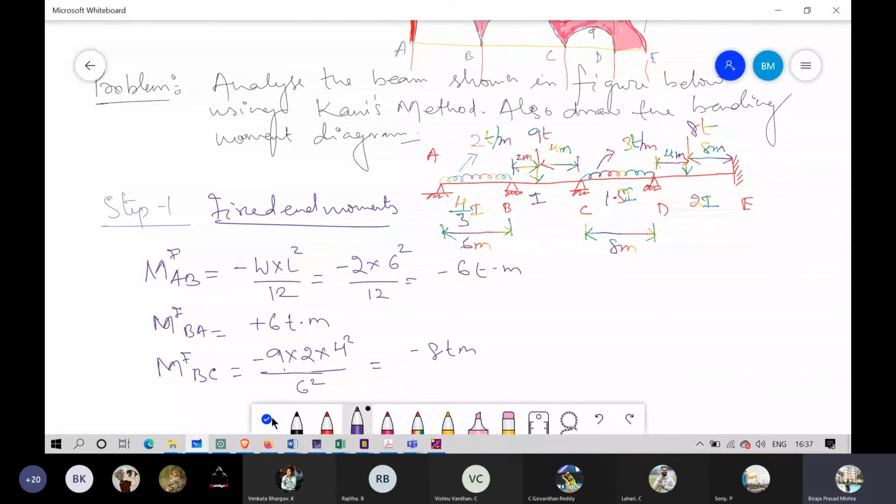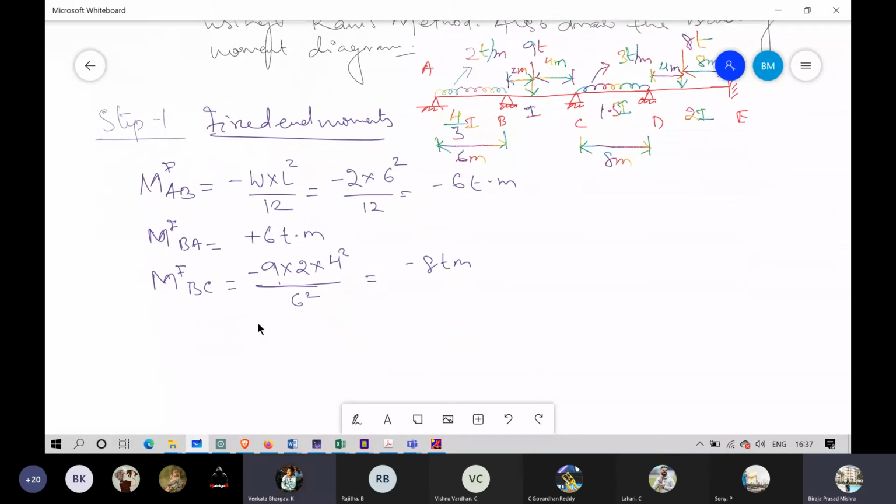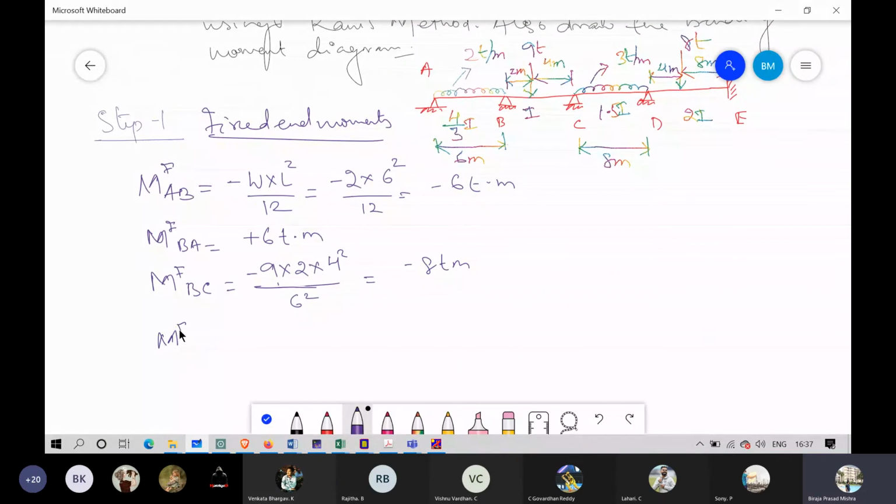So similarly, MFCB equals plus 9 into 2 square into 4 divided by 6 square. So how much is it coming? It is 4, plus 4 ton meter.